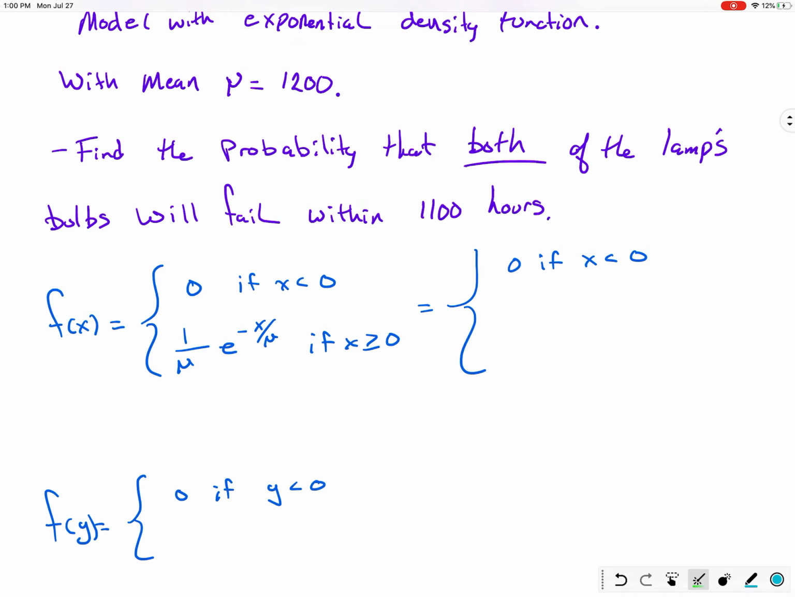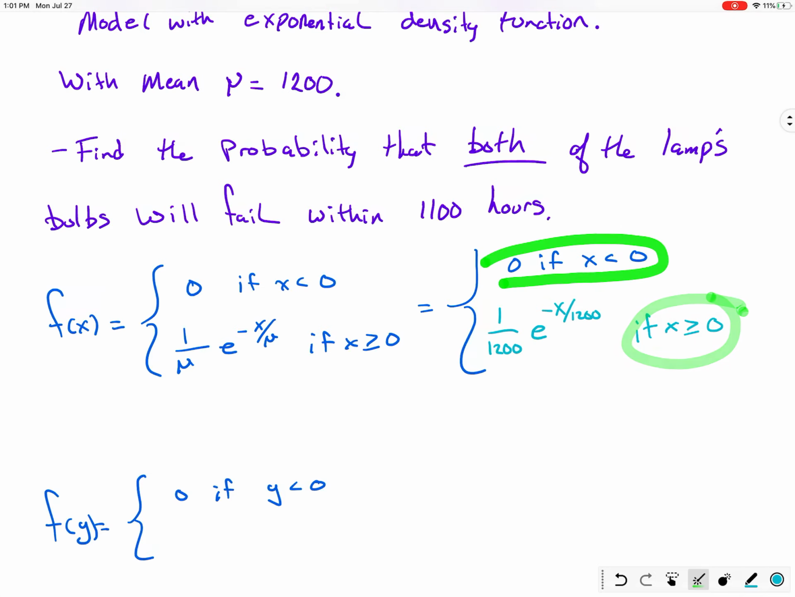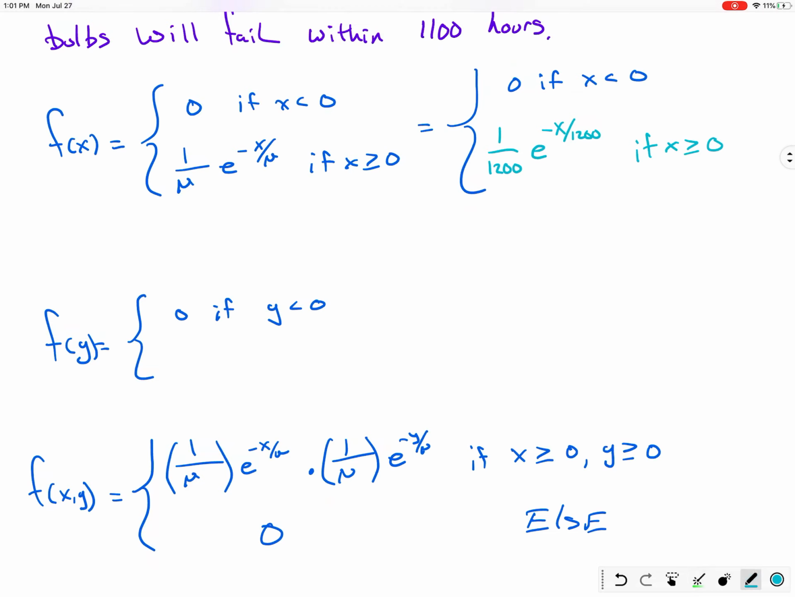Okay, so I can fill in that function specifically with our problem here, right? So I have 1 over 1,200, because that's my mu, and then e to the negative x divided by mu. So that's my function if x is bigger than or equal to 0. So as time, in hours, x gets bigger, it's described by this function. When time is before 0, or before the light gets turned on, we plug in a 0. And the same exact idea for y.